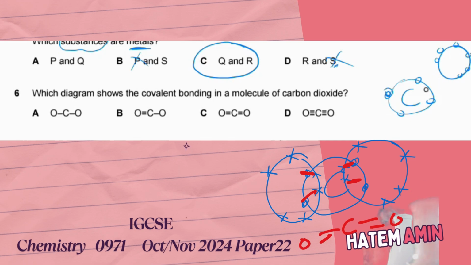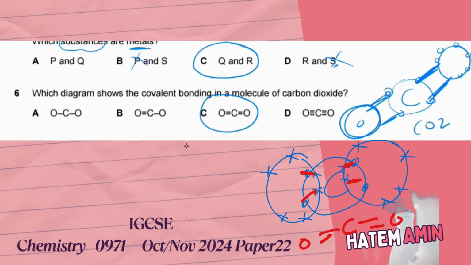So each carbon needs to react with 2 oxygens, and with each one it has to make a double bond. So the carbon can make a double bond with the first oxygen and another double bond with the second oxygen to give us CO2. So we should choose the correct answer, which is O double bond C double bond O.